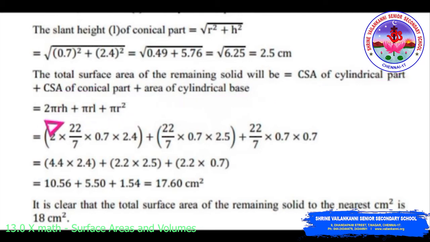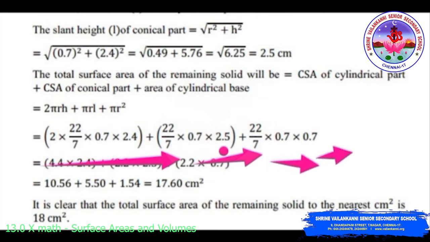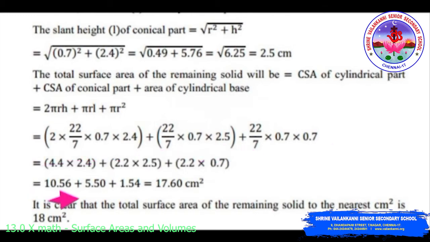Substituting the radius and the height of the cylinder, the hemisphere and the radius of the circle, we can write 2 into 22 by 7 into 0.7 into 2.4 plus 22 by 7 into 0.7 into 2.5, where my slant height is 2.5, plus 22 by 7 into 0.7 into 0.7. Further simplifying, I will be getting 10.56 plus 5.50 plus 1.54, which is equal to 17.60 centimeter square. So the total surface area of the remaining solid to the nearest centimeter square is 18 centimeter square.